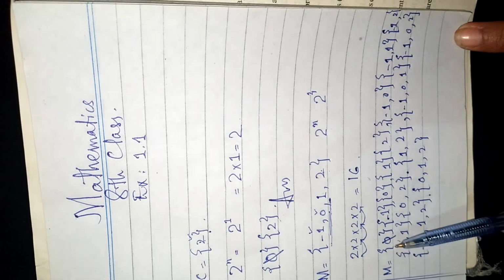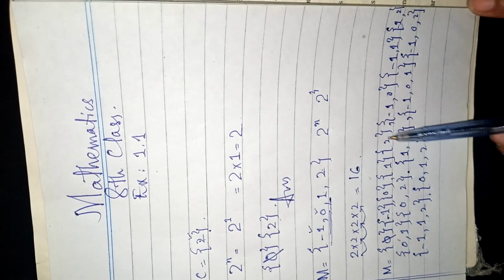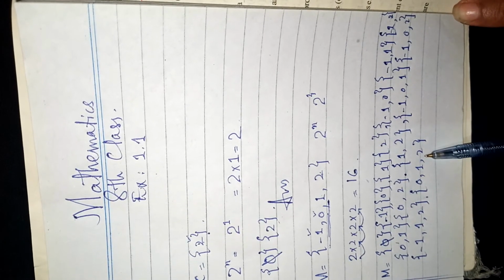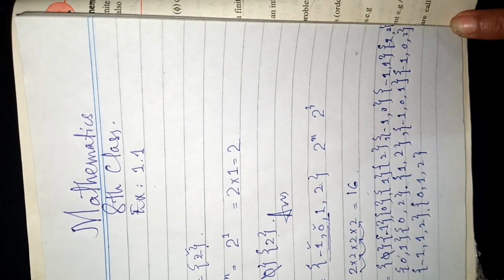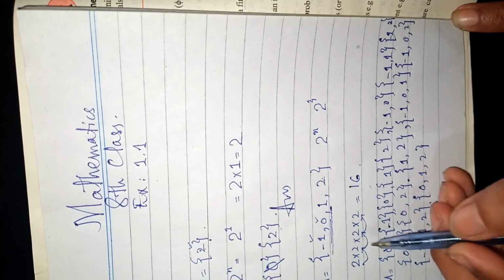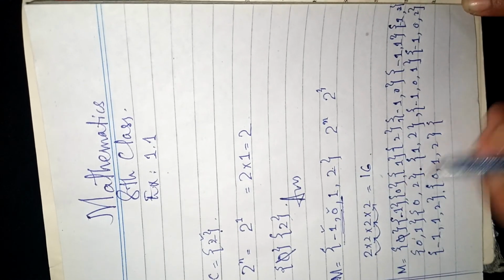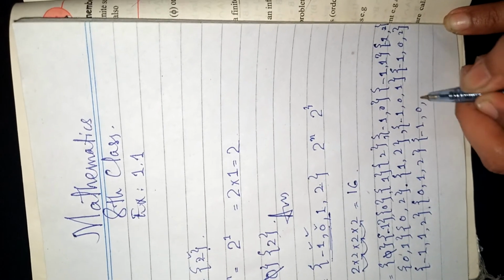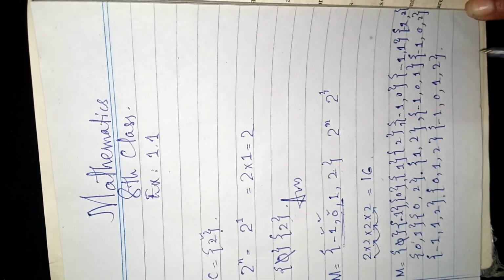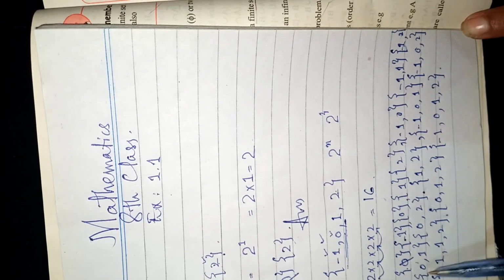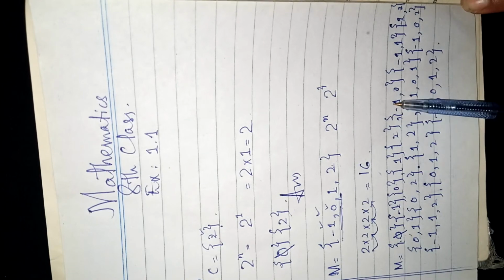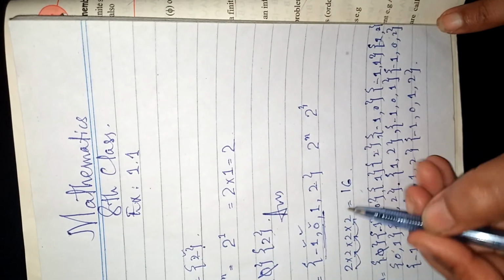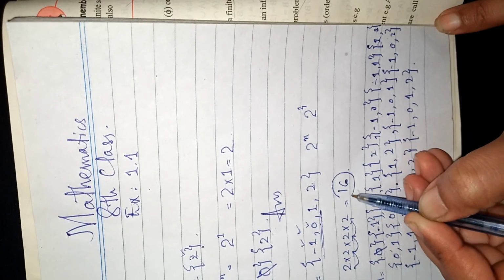Now we can count 1, 2, 3, 4, 5, 6, 7, 8, 9, 10, 11, 12, 13, 14, 15. How many possible subsets do we need? 16. So the last possible subset is the set itself: -1, 0, 1 and 2. Now we can count again, 1 to 16. So the possible subsets are 16.